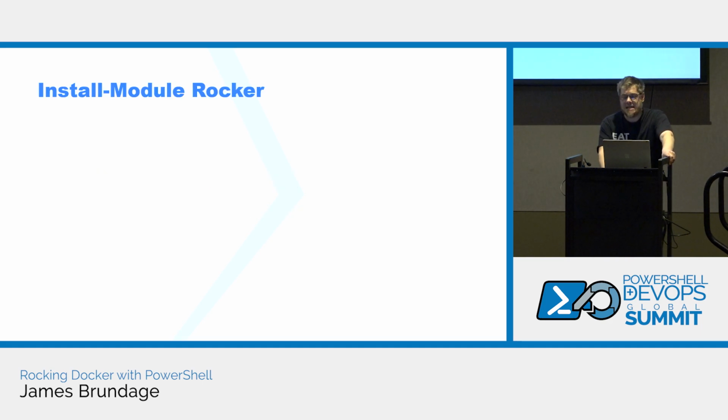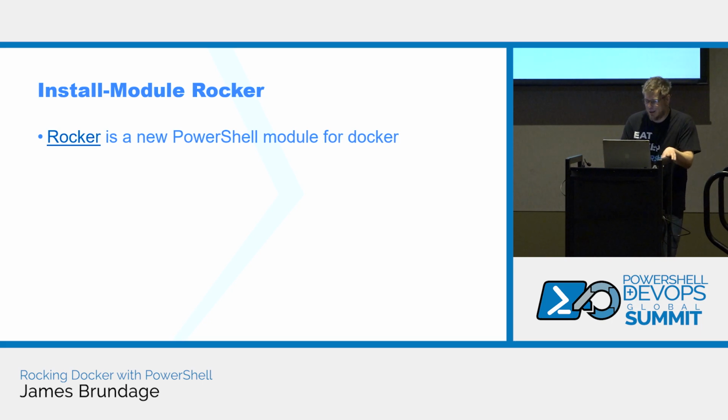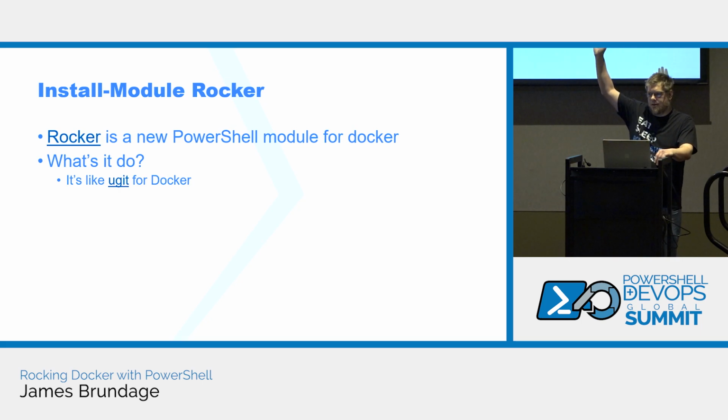Go ahead and install Module Rocker if you'd like. If you wouldn't like, I don't know, I'm sad to know you. No, kidding. Rocker is a new PowerShell module for Docker. What's it do? Well, it's kind of like UGit for Docker. Brief, slightly promoting aside, who already knows about UGit? Okay, let's do some outreach.